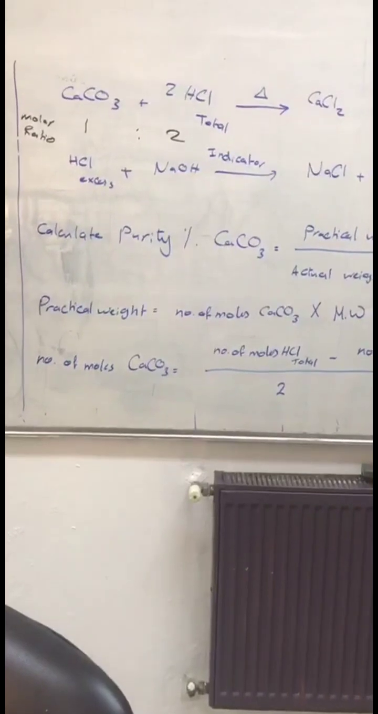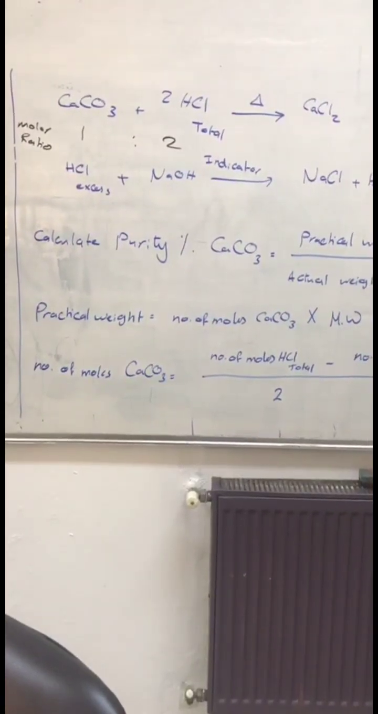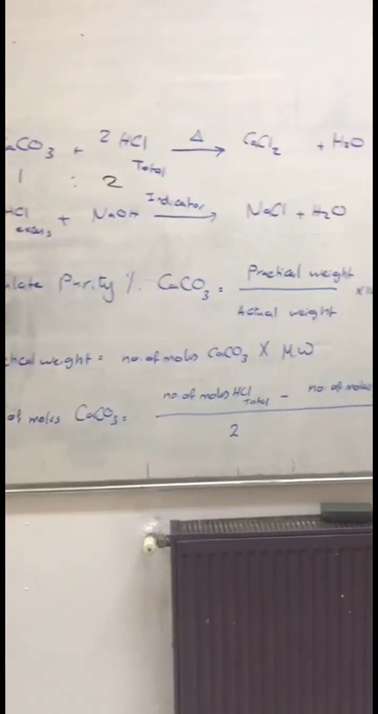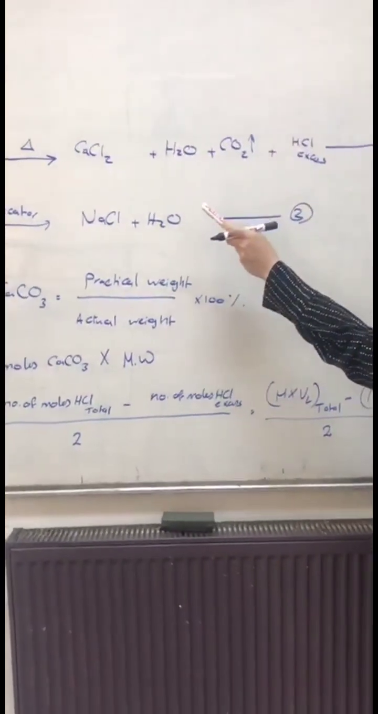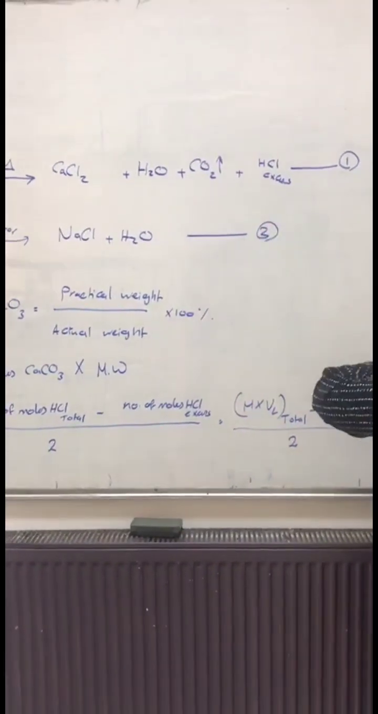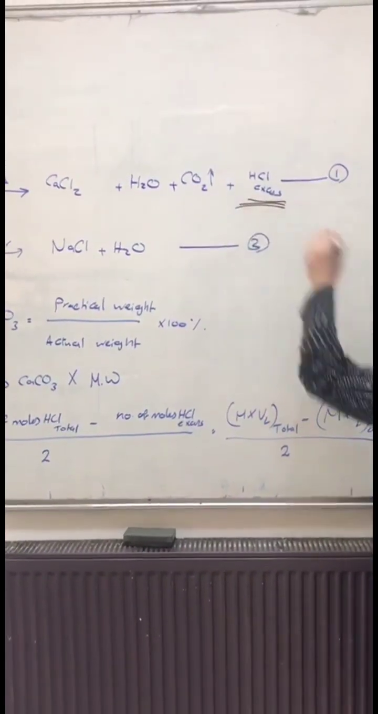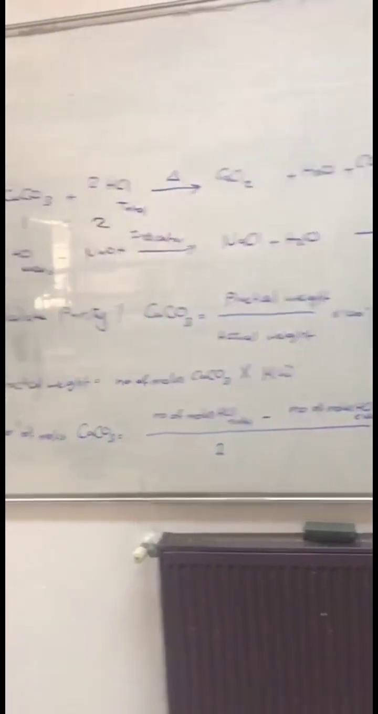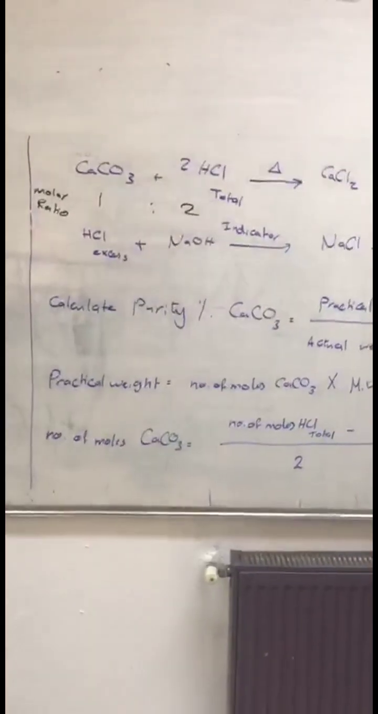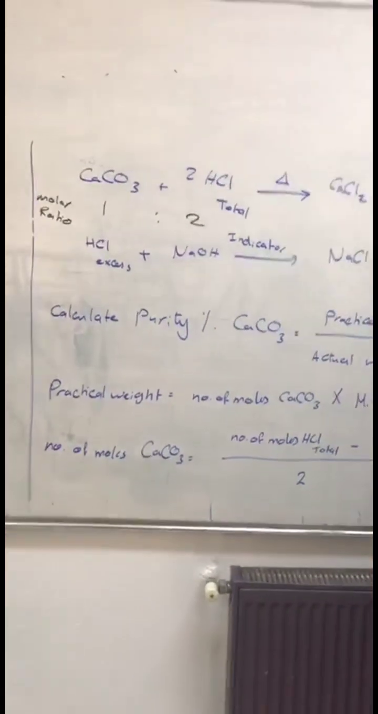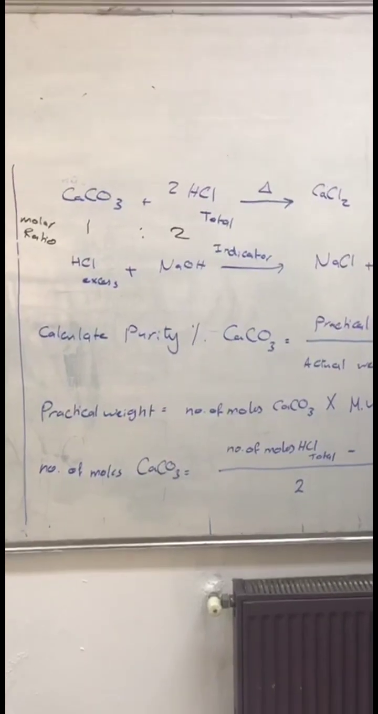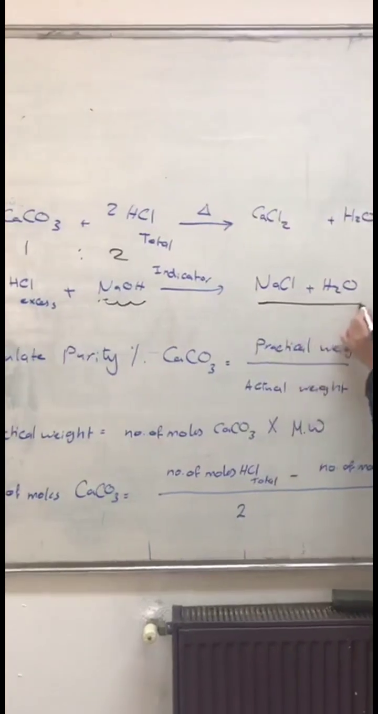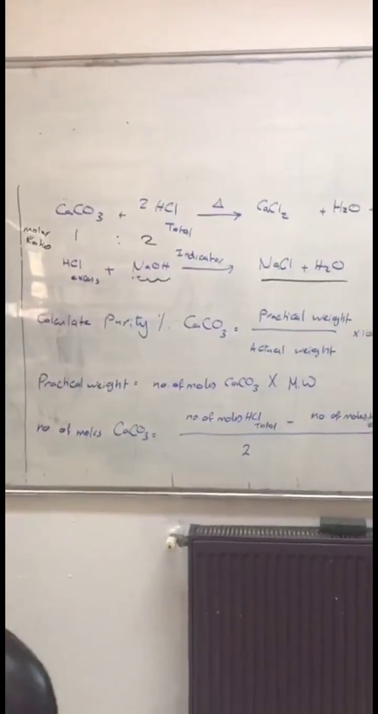We will add a total amount of HCl on the calcium carbonate, and the result will be calcium chloride, H2O, CO2, and the remaining unreacted HCl, which we call HCl excess. To calculate the amount of HCl excess, we have another direct titration with NaOH to obtain NaCl plus H2O and end our reaction.